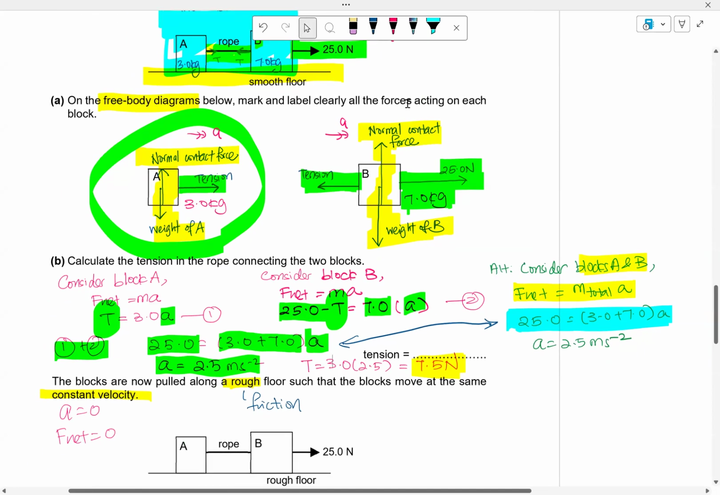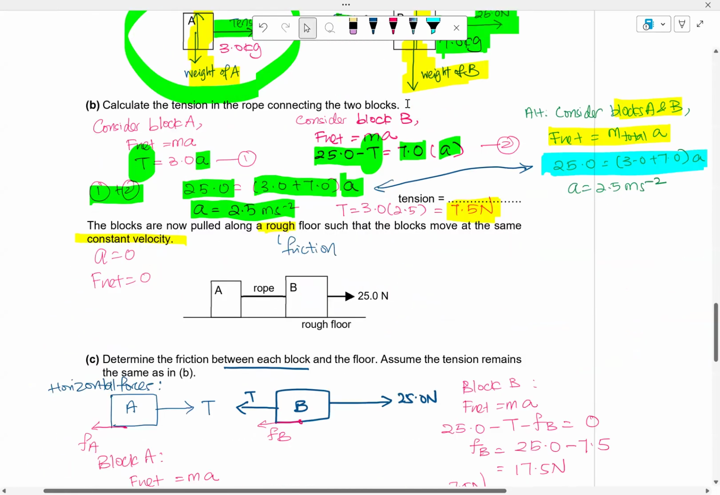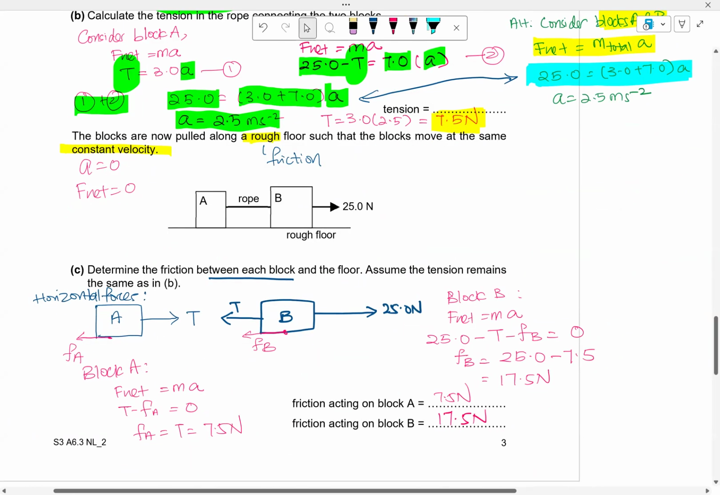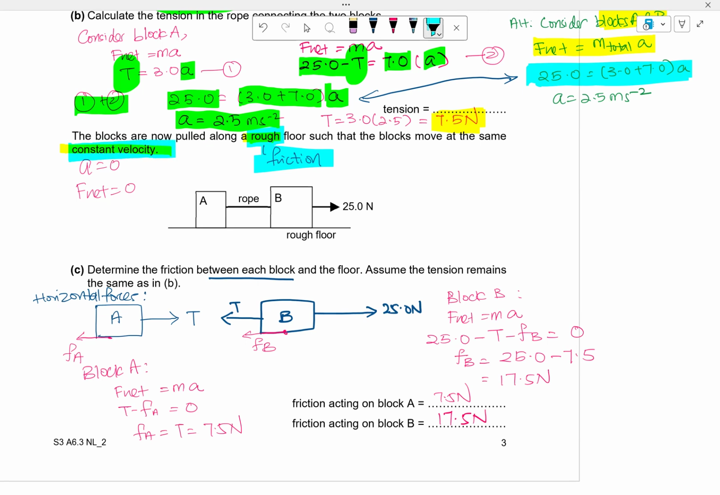Okay, next. Now the question is changed a little bit. The blocks are now put along a rough floor. So if the floor is rough, that means there is friction, right? And then the question also tells you that the blocks are moving at a constant velocity. Constant velocity means zero acceleration, which means zero net force. So on each of the blocks, the forces must be balanced.